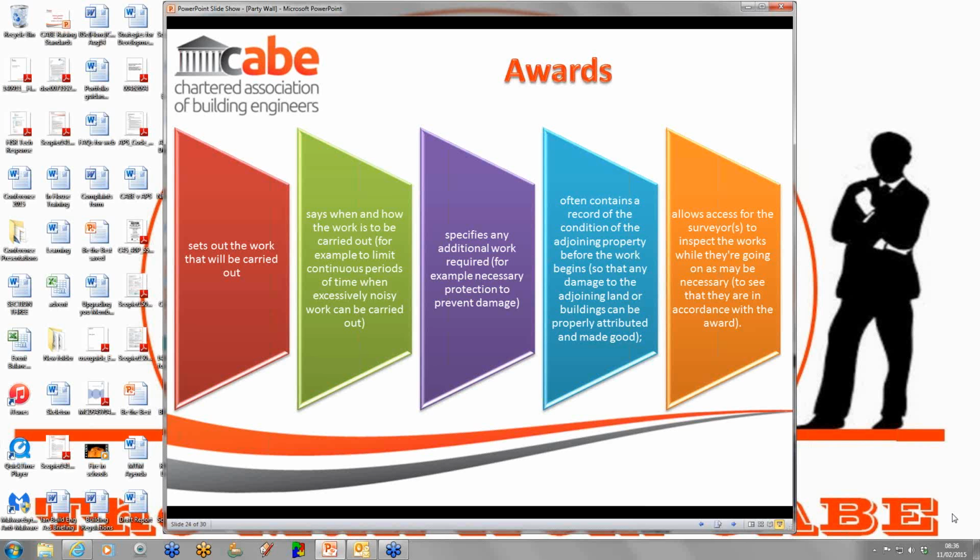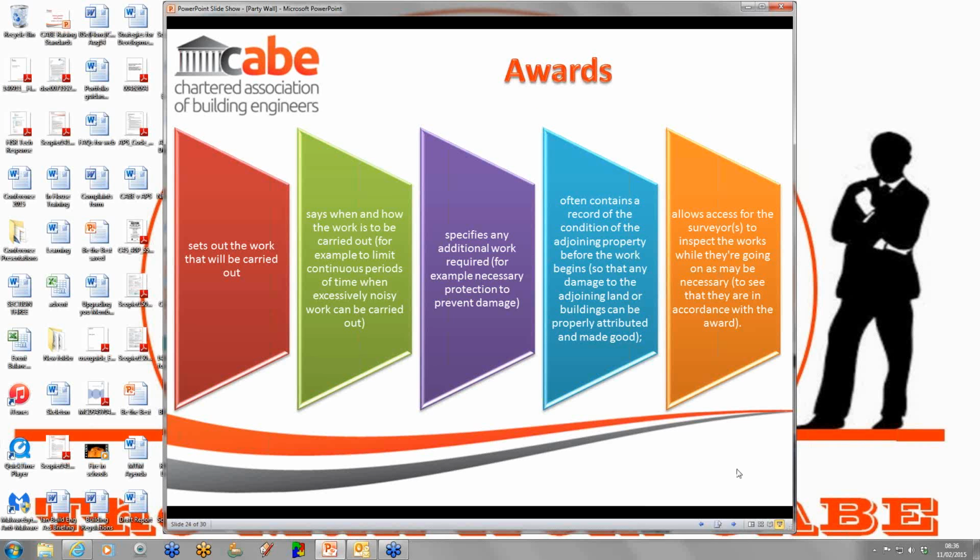The other thing that will be covered off in the award will be issues like access in terms of inspecting the work and making sure that the requirements of the award are carried forward and dealt with. So that's the general sort of process.